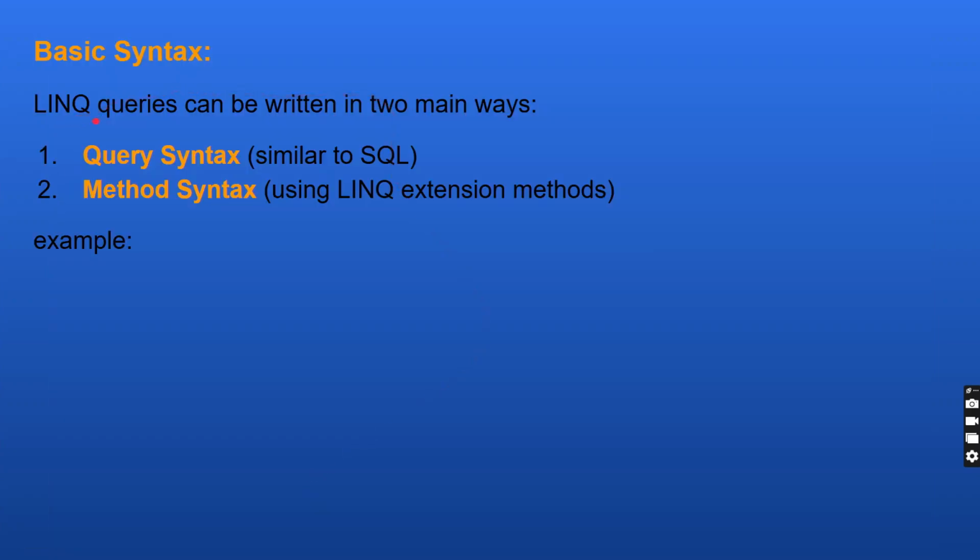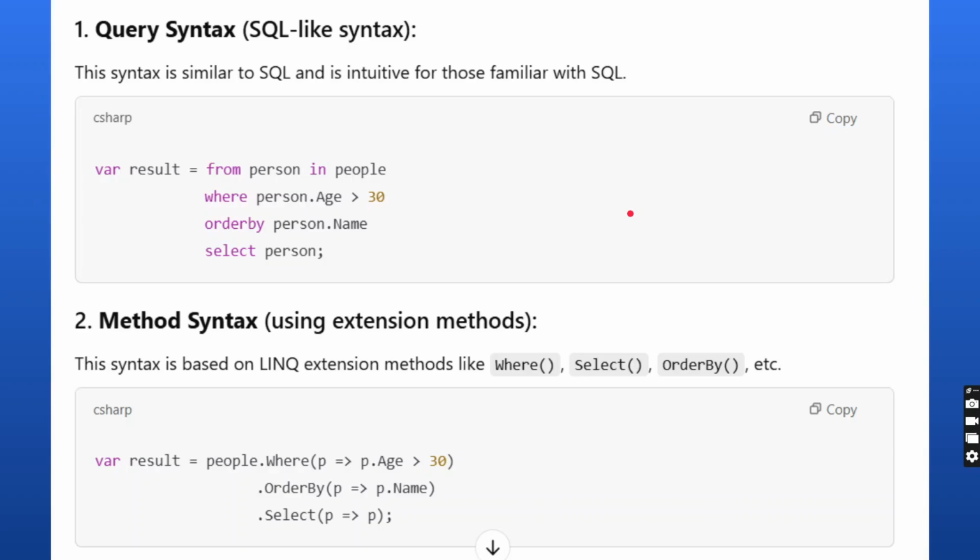Basic syntax. LINQ queries can be written in two ways. One is query syntax, similar to SQL, and the second one is method syntax, using LINQ extension methods. Example. Look here, we have a query syntax, SQL-like syntax. This syntax is similar to SQL and is intuitive for those familiar with SQL. For example, here we have: from person in people where person.Age greater than 30, order by person.Name, select person. Here people is a real object and we gave person as an alias name.